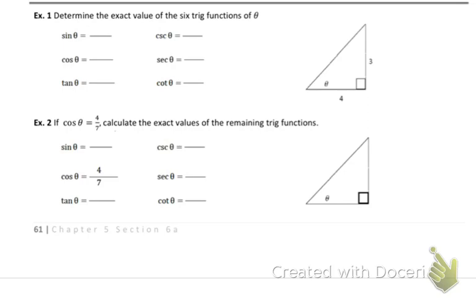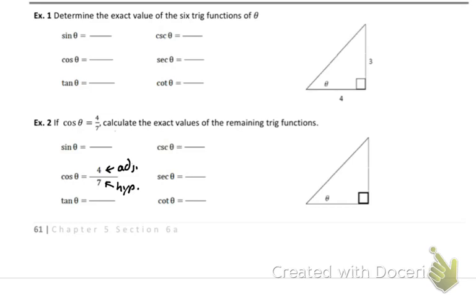So example 2 gives us the cosine theta value. It says cosine theta equals 4 over 7. And then it wants the remaining trig functions. So that means I need to know the hypotenuse, the adjacent side, and the opposite side to get the rest of the values. Well, cosine, SOHCAHTOA, is adjacent over hypotenuse. So we in fact know our adjacent side and we know our hypotenuse.